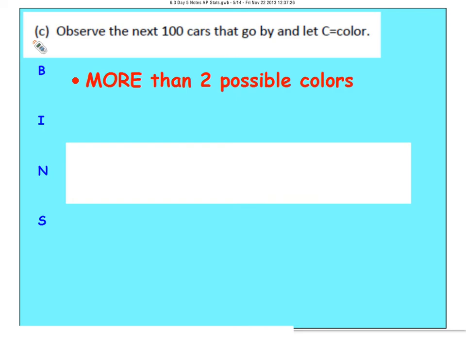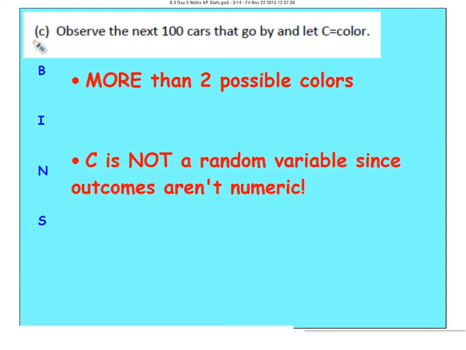Also, this problem has a second issue with it, in that if I'm looking at color, can I count the color? Do I record the color as a word or as a number? Well, I don't record the color as a number. This is not even a numerical type of outcome. So C is not a random variable since the outcomes aren't even numeric. The outcomes are actually words for this. So we would say, no, it's clearly not binomial.